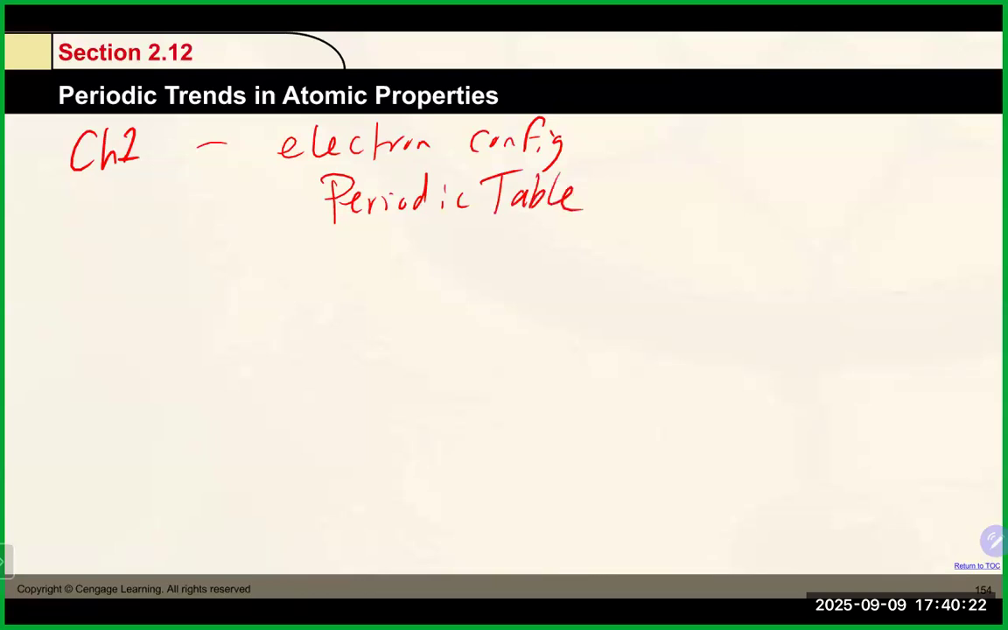And obviously, you need to know different parts of the periodic table, groups, periods, special names of the groups, where metals, nonmetals, and metalloids are located. Then we're finishing up kind of talking about periodic trends, and we talked about a couple of them there. We talked about Z effective or effective nuclear charge.